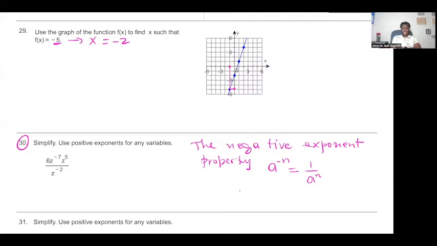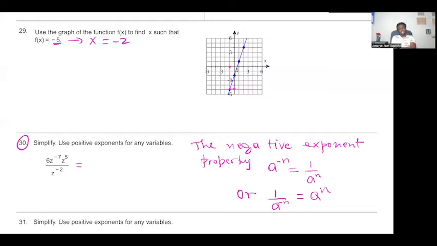Or if you have the negative exponent in the denominator, you have something like 1 over a to the negative exponent n. That will transform this into a to the exponent n. So you don't want to keep a negative exponent with this property. This property allows you to transform your expression with a negative exponent to a positive exponent. So let's look at this.